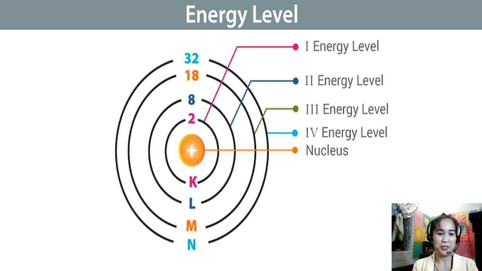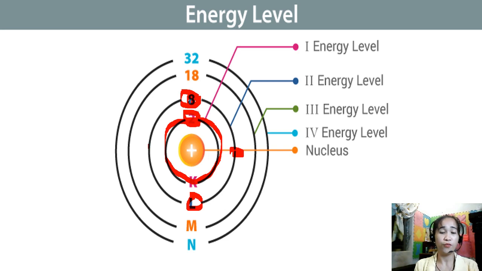So try to take a look at the picture. This is the lowest energy level and it can hold only 2 electrons. For the second energy level, as you can see, it can hold 8 electrons. So pwedeng dito siya yung electron, 1, 2, 3, 4, 5, 6, 7, 8. Yan. So yun ang magiging arrangement ng electrons sa energy level.